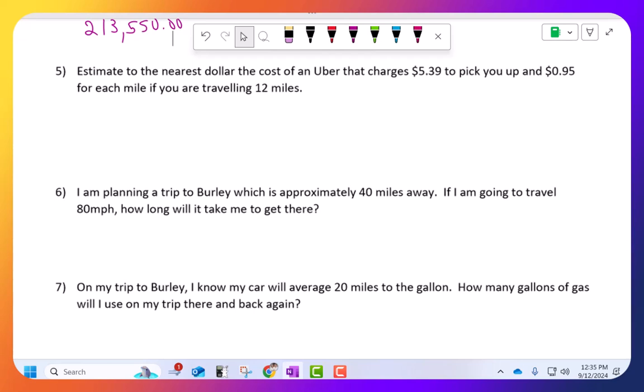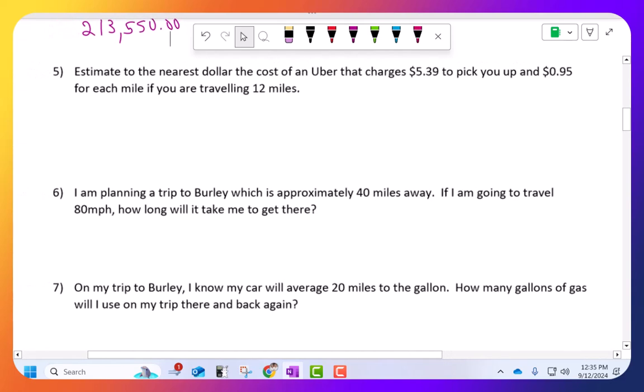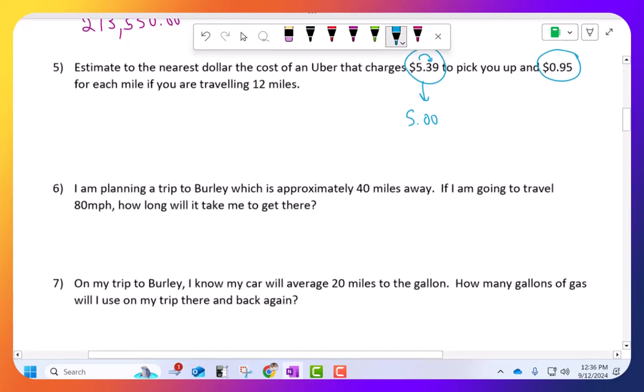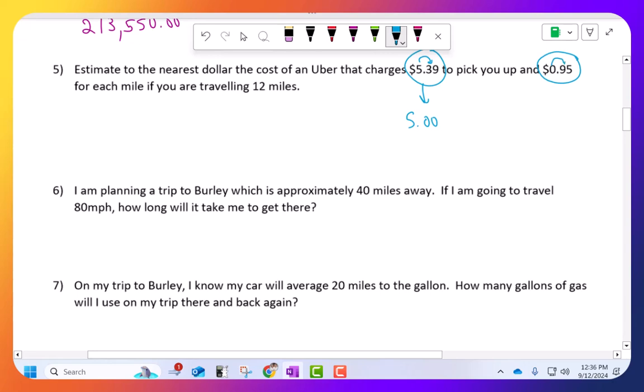So notice, I'm going to round this right here. I've got $5.39. I'm going to round that to the nearest dollar. So notice this number right here is a 3, so that's going to round down to $5. And then that 95 cents, I'm going to round that off to the nearest dollar. So notice I look right here, this is a 9, and so that's going to round up to $1.